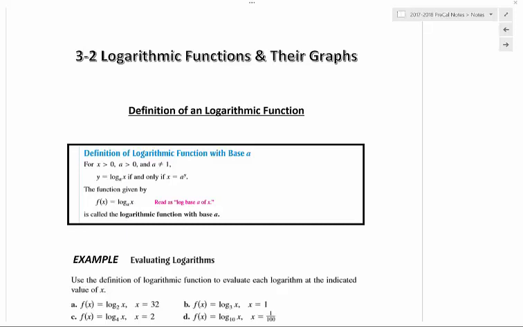Doubtfire hello, but hello and welcome to 3-2. We talked last time about exponential functions and their graphs. Today we're going to talk about logarithmic functions and their graphs.